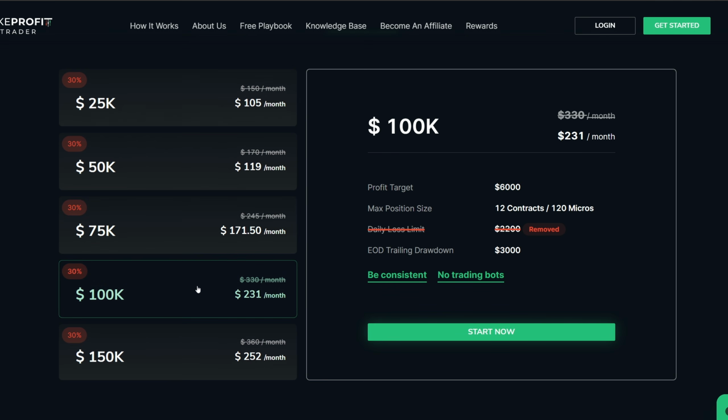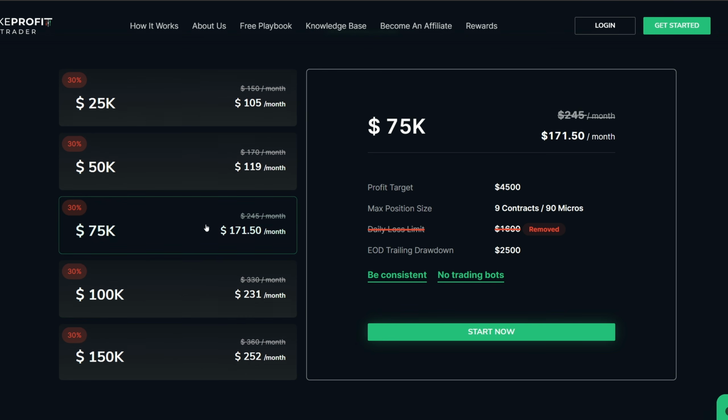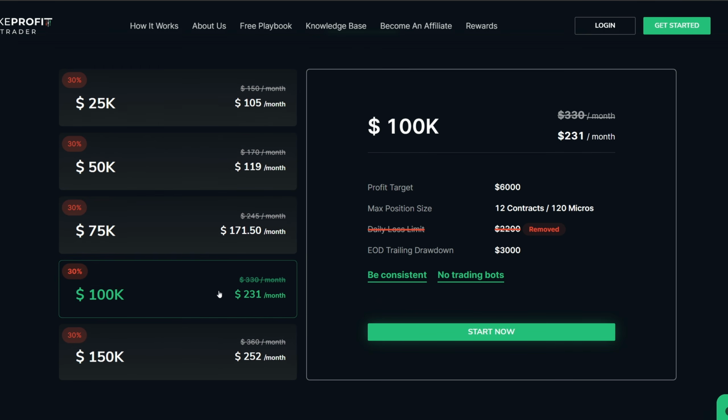Then we bump up to the 100K account, and you can see our profit target once again goes up. We have to make $6,000, and we only, again, get an additional $500 of drawdown. Now, in this example, if we look at how much the price jumps, it jumps from $231, and if we minus 171.5 from that, the difference, we pay an additional $59.50 with the current sale going on. And if you look, the amount that we have to make went up an additional $1,500. For me, this is not the account that I like.